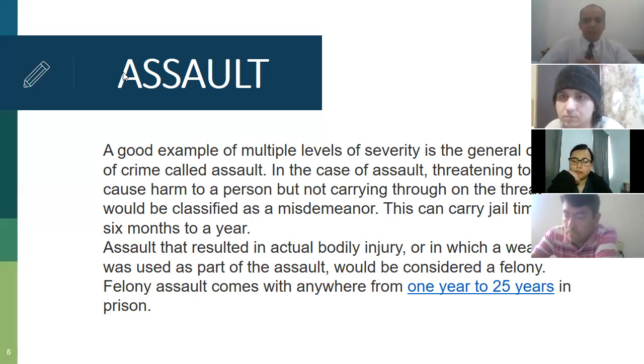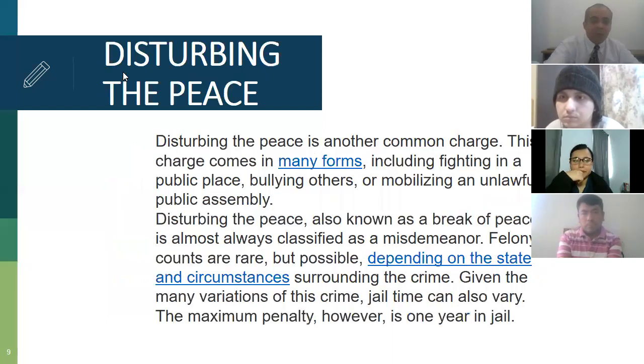Okay, thank you. So like we say, we can see that we have multiple levels, even if we talk about assault. An assault without a weapon is probably considered a misdemeanor crime. But if we use a weapon in the assault, it probably can be raised to a felony crime. So, disturbing the peace. Tete, can you read for us, please?